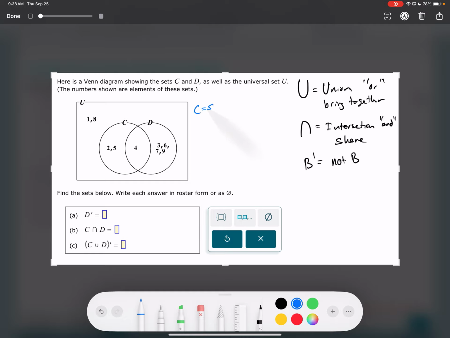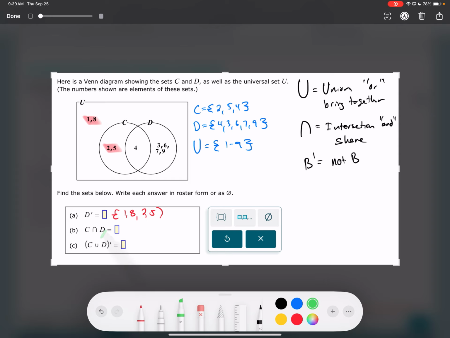You could say, okay, C is 2, 5, and 4. D is 4, 3, 6, 7, and 9. You did a topic that looks like this. We did it the other day. But I would go ahead and write the universal set, like even if you just wrote 1 through 9, just for your reference. That's 1, 2, 3, 4, 5, 6, 7, 8, 9. So you remember to get all those numbers there. So D naught is everything not in D. That would be 1 and 8 aren't in D, and then 2 and 5 aren't in D. So it would be these and these, right? Those are the ones not in D.